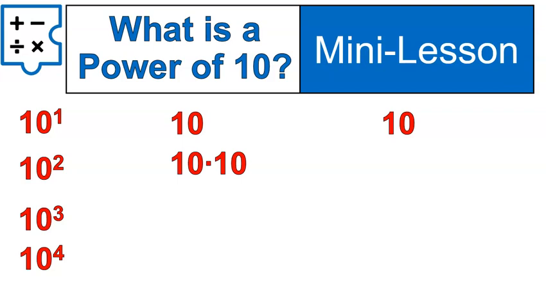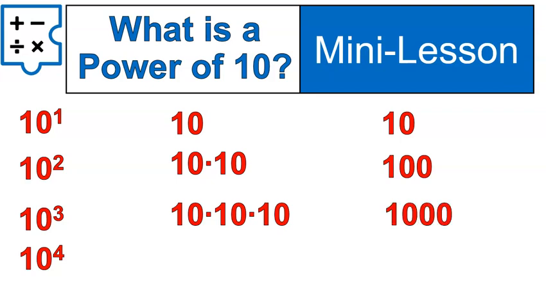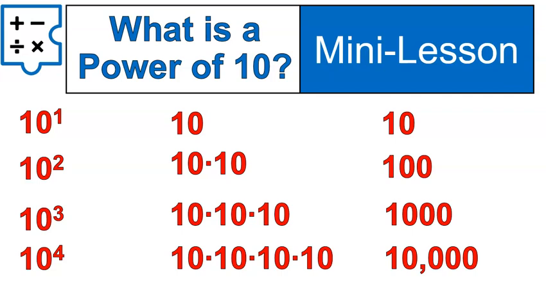See, now we're multiplying it times itself twice, and that gives us 100. 10 to the power of 3 is 10 times 10 times 10, which is 1,000, and 10 to the power of 4 is 10,000, written out like that. Take a look at those numbers and see if you notice any patterns.